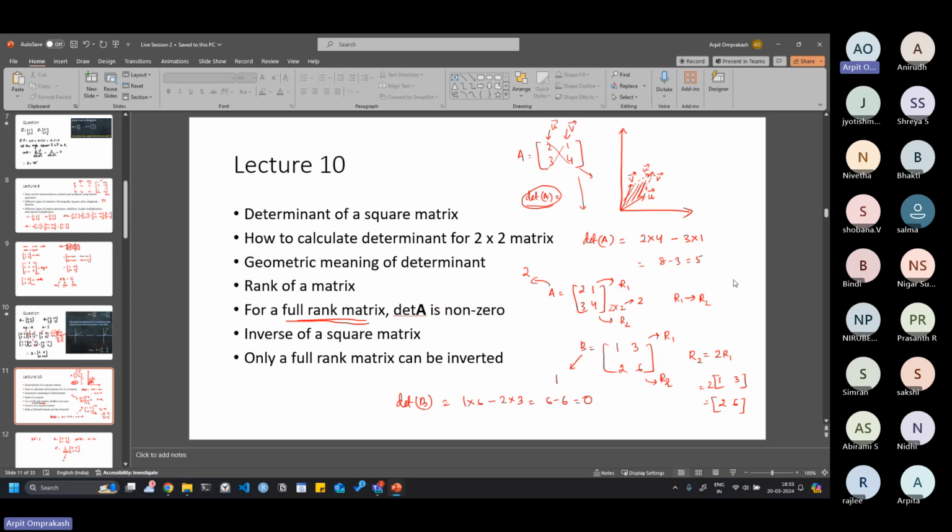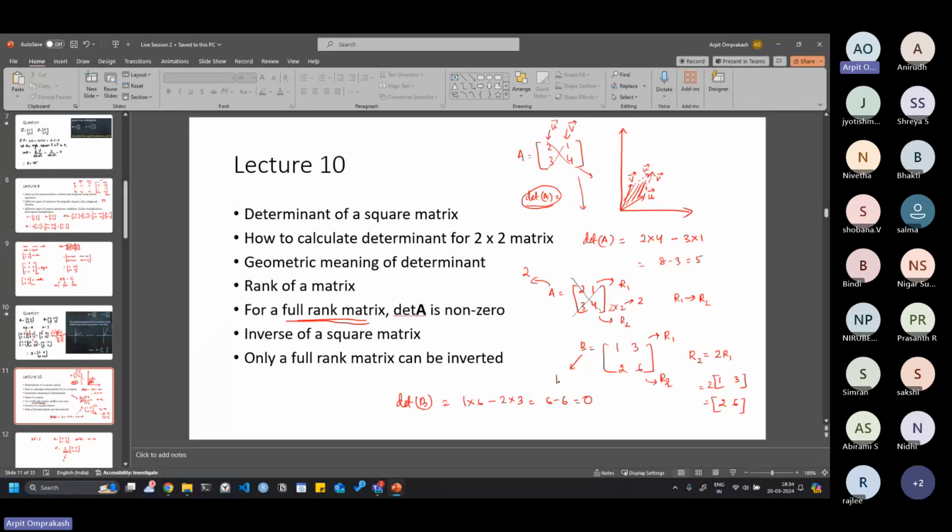Then we talked about the determinant, which represents the area of the parallelogram formed by two vectors. Right. So the determinant is 0 if the two vectors lie on the same line or span. We talked about how to calculate the determinant for a 2 by 2 matrix. It's the product of the main diagonal elements minus the product of the elements on the other diagonal. So 2 into 4 minus 3 into 1, or in this case, 1 into 6 minus 2 into 3.